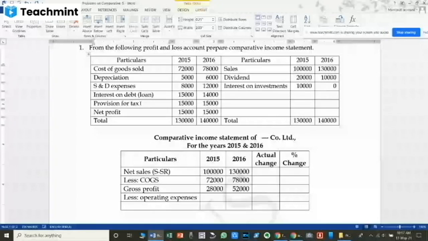So among these four, which are the components that belong to operating expenses?